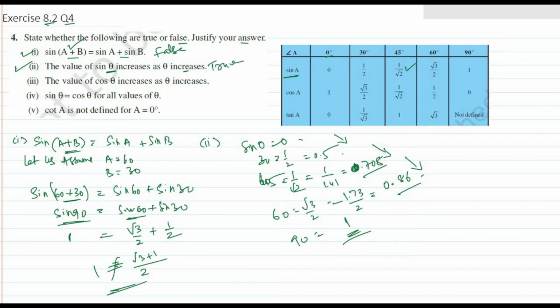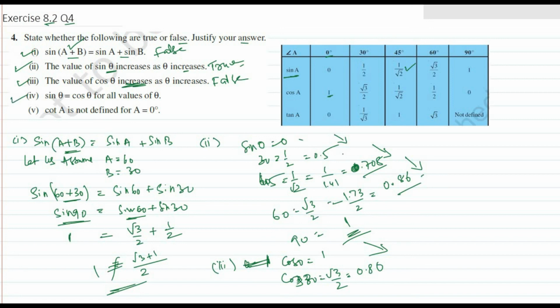This is 2. Okay. In the same way, the value of cos theta increases as theta increases. I think it will be false. You see, cos theta, this is the third option. First it will be 1, that is cos 0 is equal to 1. Now cos 30 is equal to what? Root 3 by 2, which is nothing but 0.86. So it is decreased. See here, what he has given is increases. So this will be false.